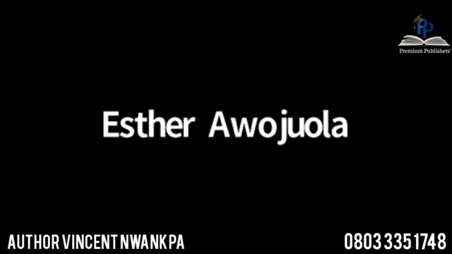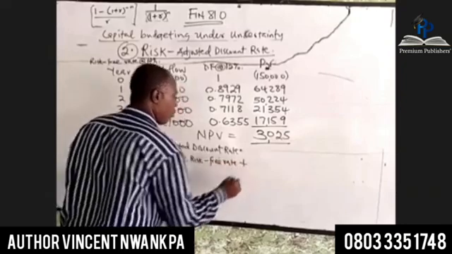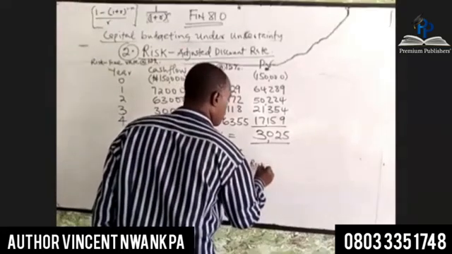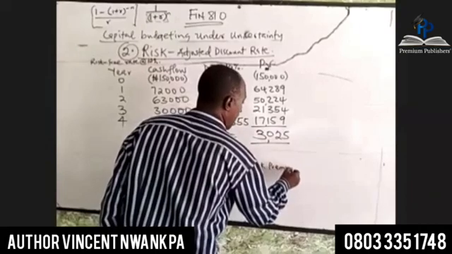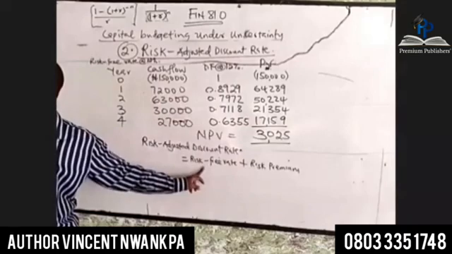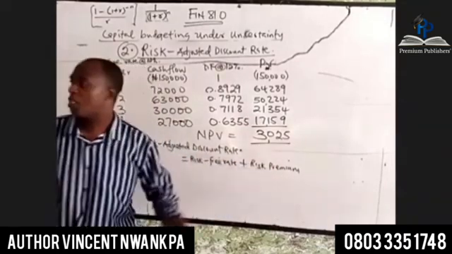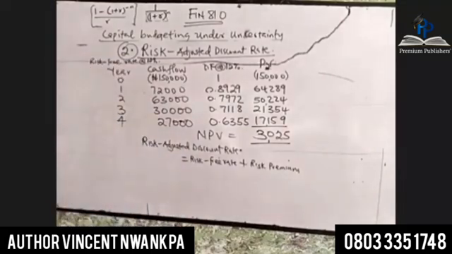So this is the risk-free rate plus the risk premium. That question has two rates. One is the risk-free rate, and one is the risk premium. The addition of the two gives us the risk adjusted discount rate. It is that rate we are going to use to know whether we can invest in this project or not, whether the project is risky or not.